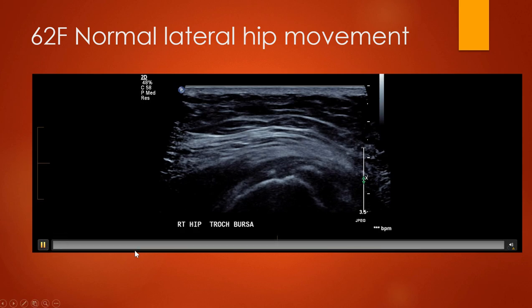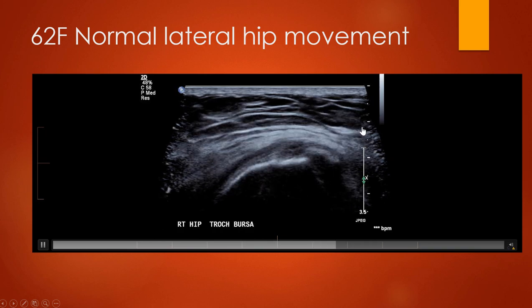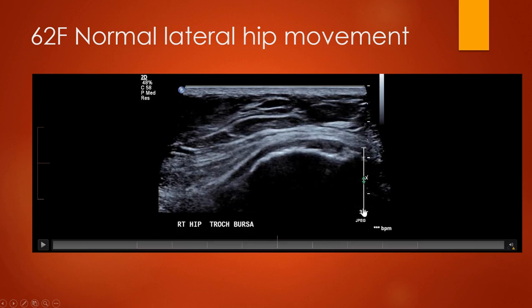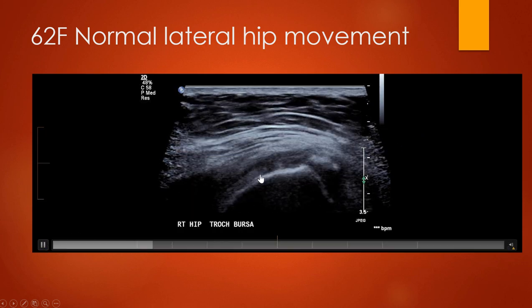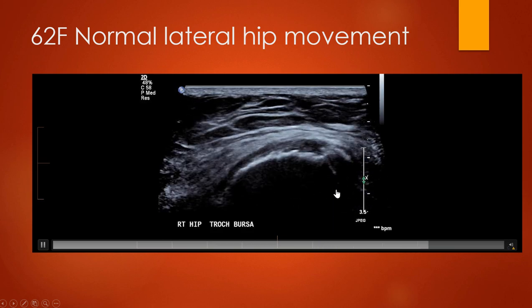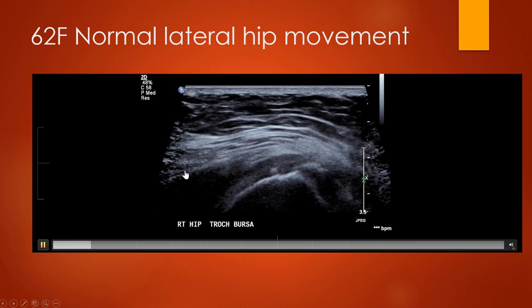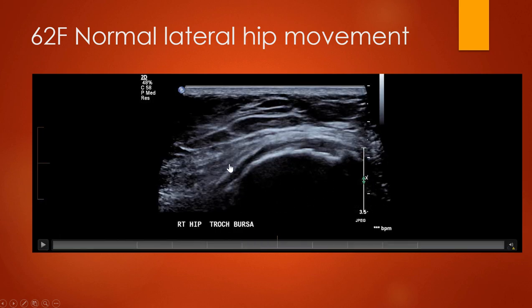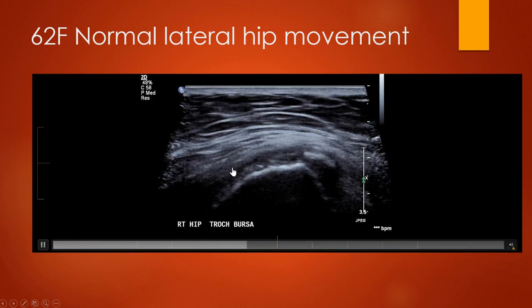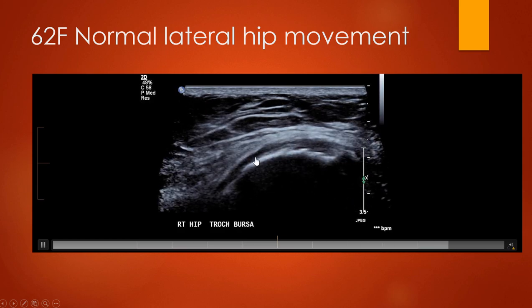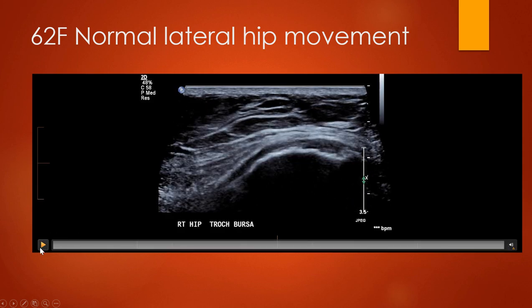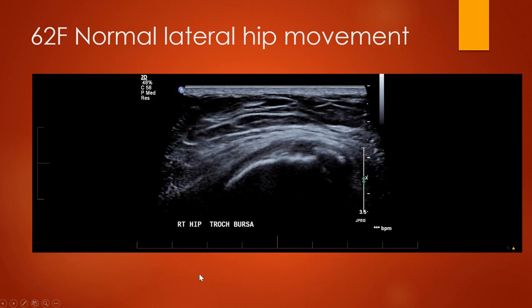So this is a normal movement of our ITT gliding over the rotator cuff. We can see the rotator cuff underneath. The bursa would sit here in between the two layers, as in the greater trochanteric bursa, or some people call it the subglute max bursa. It's all the same thing. So nice smooth movement. I think you get the idea.